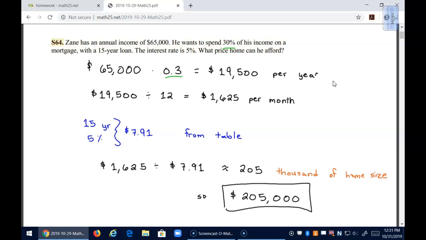So we use division. How many times can he do that before he runs out of money? He could do it 205 times. So he should look for a house that's about 205,000. Okay. Thank you.